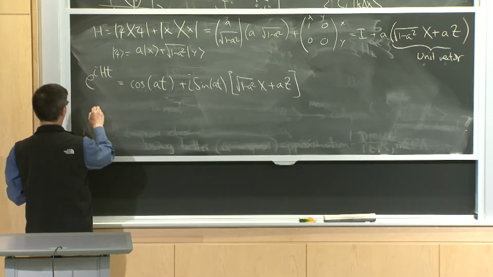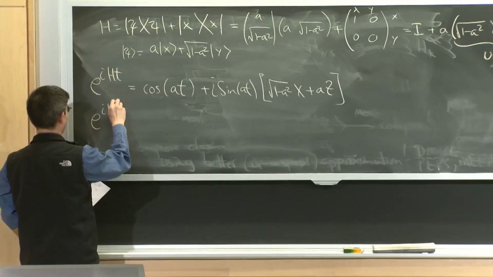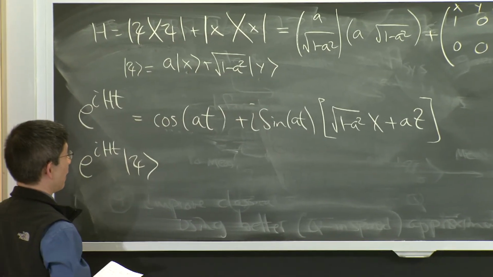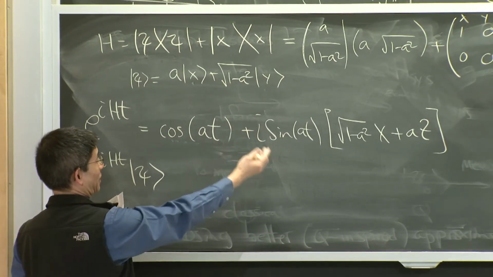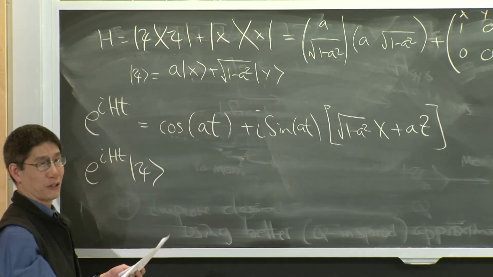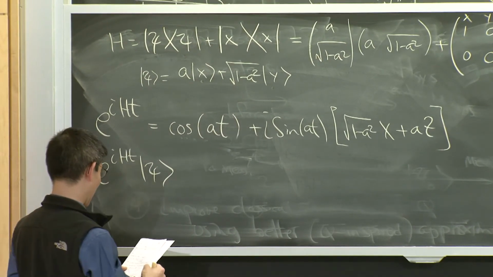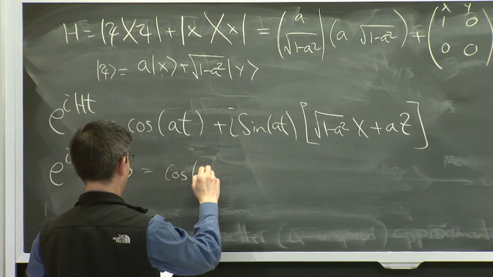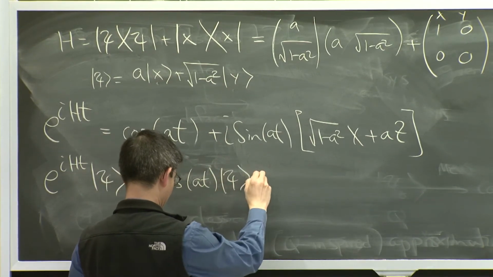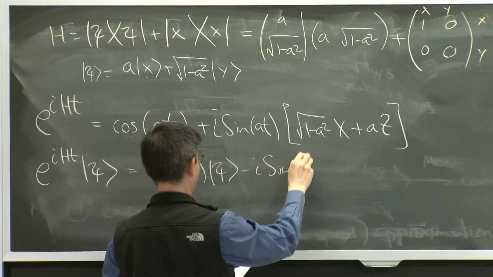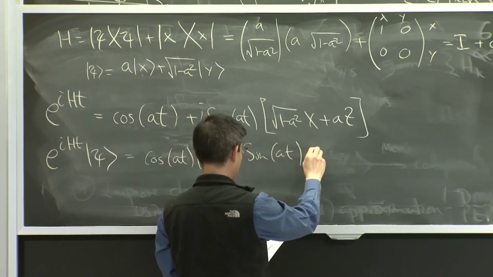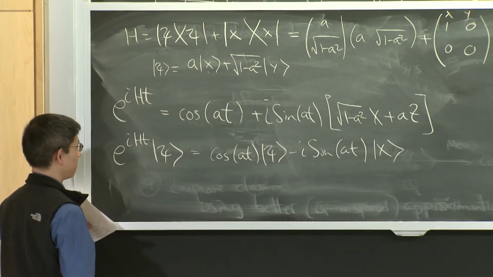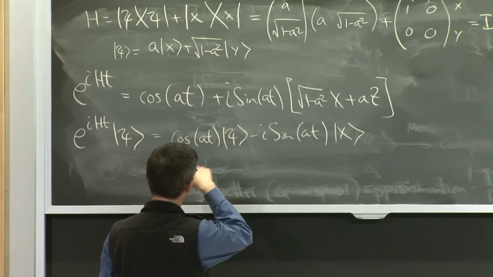OK, so if we now apply this to the initial state, e to the iHt times psi, remember psi is this x and y over here. Look at that. It's a 2 by 2 matrix, a rotation happening to a 2-component qubit vector. This is exactly like what we had before. And you can write this down easily: cosine at times psi minus i times sine at times x. OK, if you work this out. Excuse me, this is y.